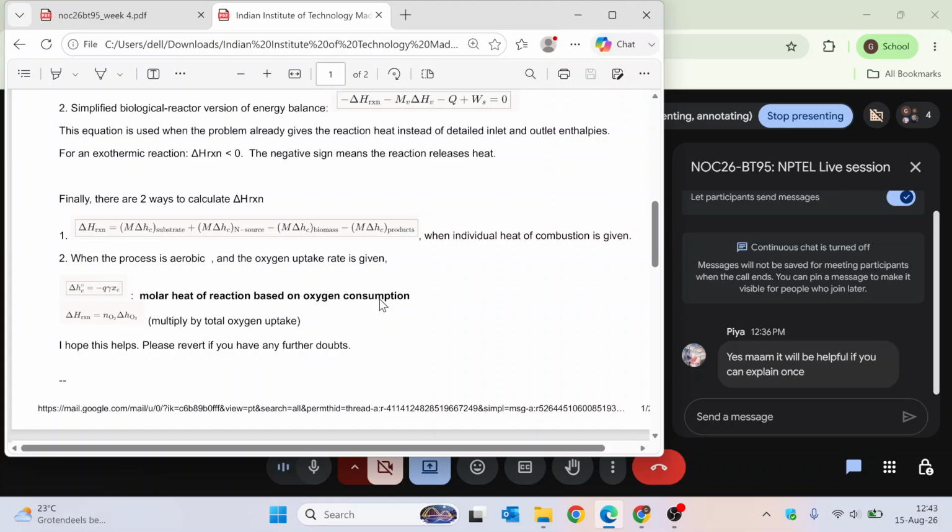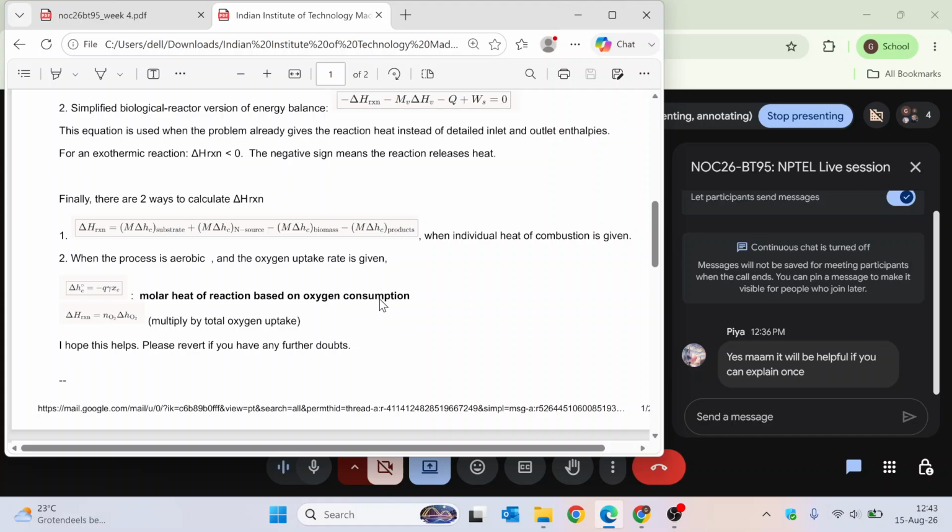So to put it together, you can calculate del H reaction in multiple ways. The first thing is, del H reaction is your mass of your substrate times the specific enthalpy of the substrate. So you have a product term and a reactant term. In the product term, you will have your biomass as well as the other products that are formed, and in your reactant term you will have your substrate and your nitrogen source, which is your carbon source and your nitrogen source.